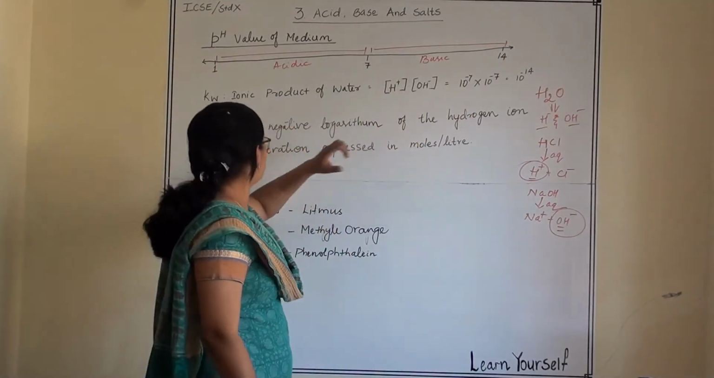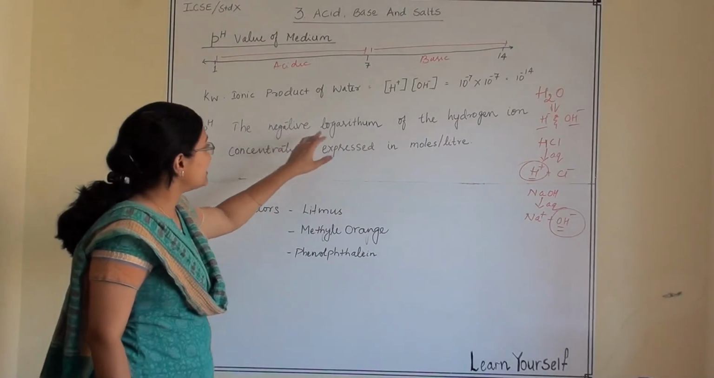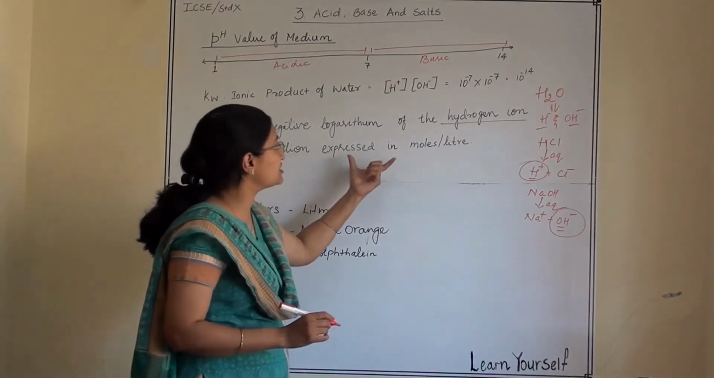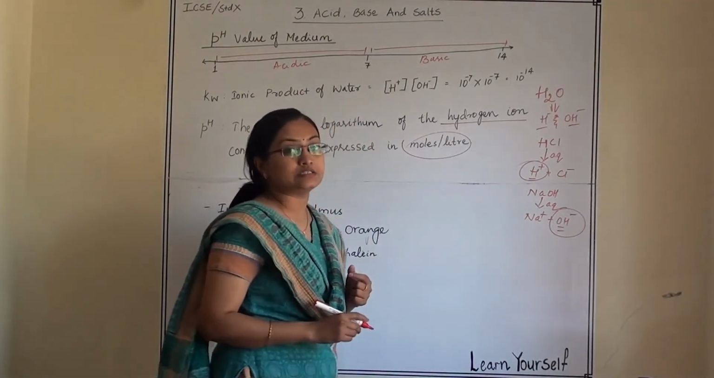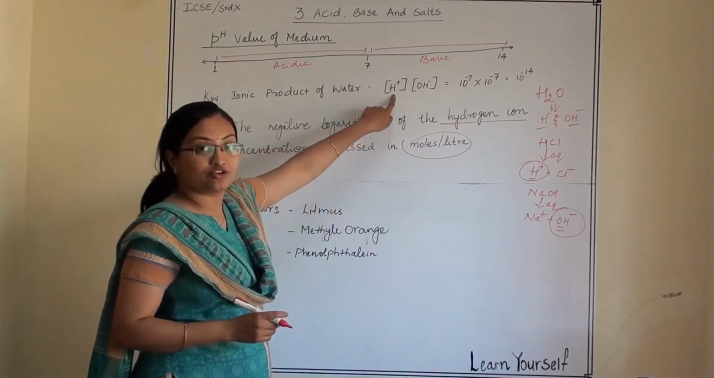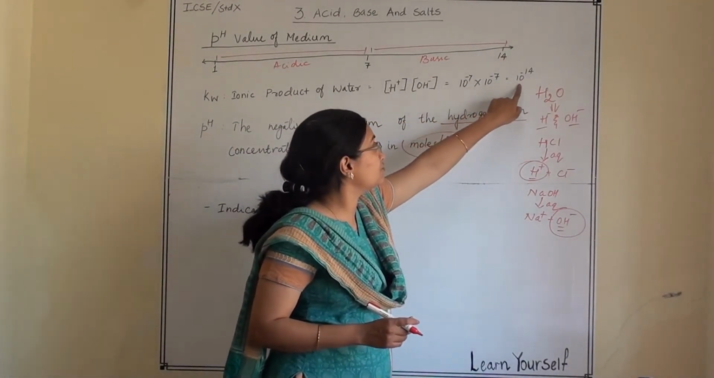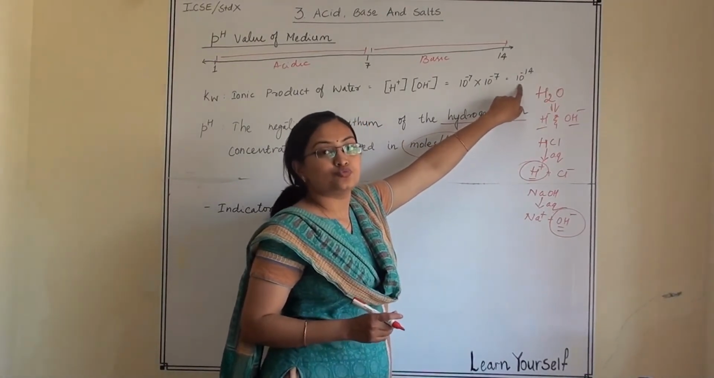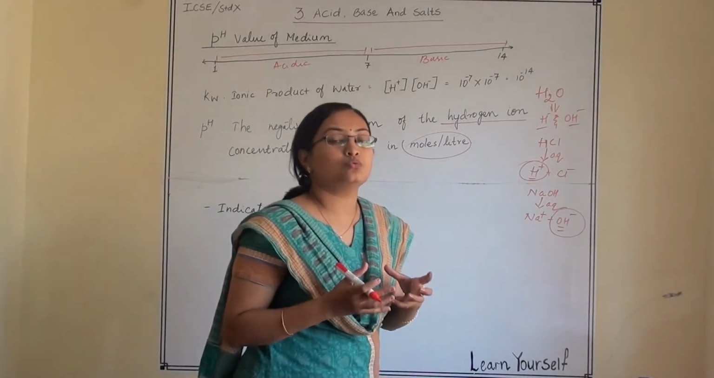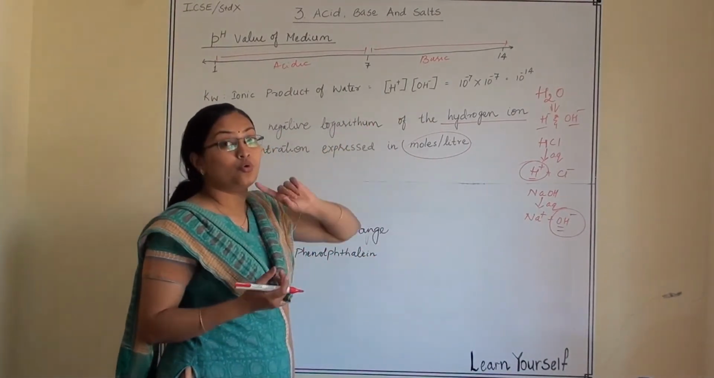In the definition we will see what pH is. It is the negative logarithm of the hydrogen ion concentration expressed in mole per liter. So here, the concentration of H plus is 10 raised to minus 7, and the concentration of OH minus is 10 raised to minus 7. So collectively it will be 10 raised to minus 14. In pH we will always count the concentration of H plus ion. We will not count the concentration of OH minus ion.